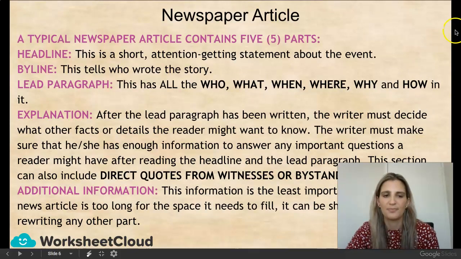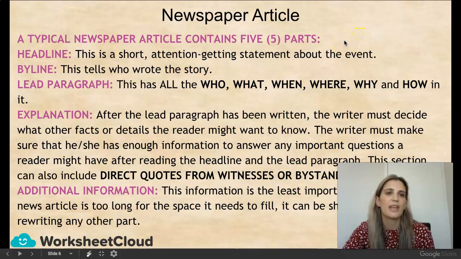Newspaper article. So a typical newspaper article contains 5 parts, and we're going to look at them. We have the headline. The headline, this is a short, attention-getting statement about the event.